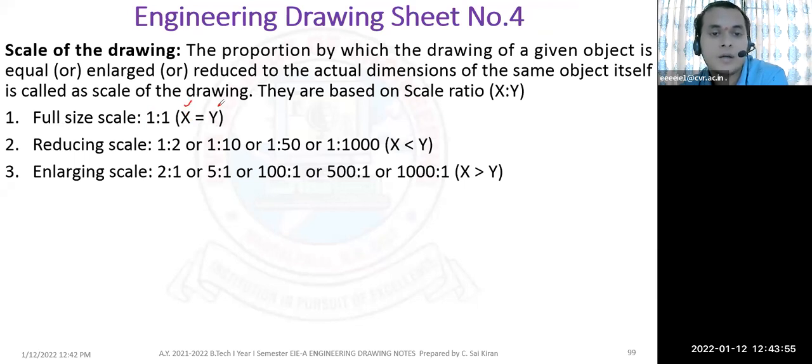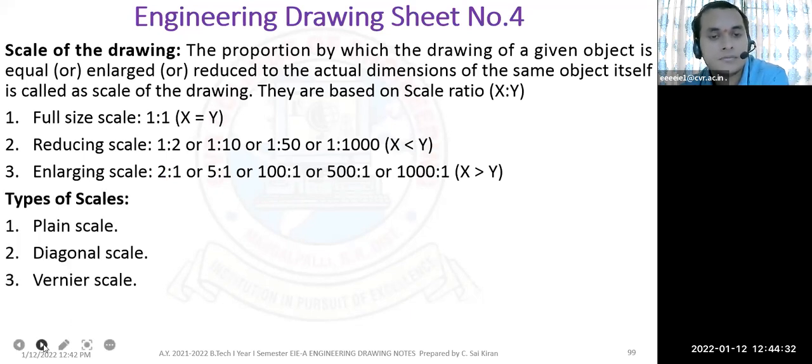Numerator is x, denominator is y. Numerator equal to denominator is full size scale. Reducing scale is when the denominator is greater, y is greater than x. Okay. And whenever we are enlarging the object, giving double or triple dimension, the numerator will be more compared to the denominator. These are the different things we have to follow. Whenever I say 1:1, I'm drawing the exact dimension. Whenever the denominator is more, I'm reducing the size. Whenever the numerator is more, I'm enlarging the size.